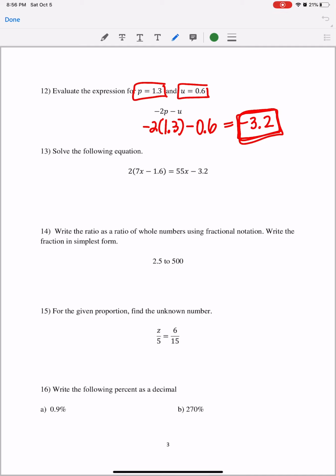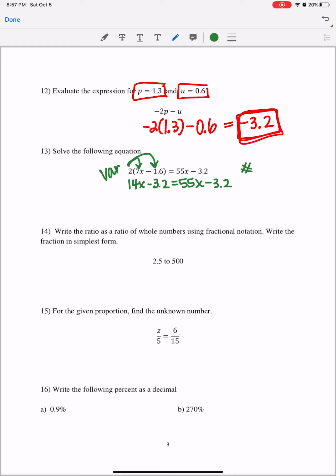13, solve the following equation. So, first thing we need to do, because I see parentheses, I need to distribute. So 2 times 7x gives me 14x. 2 times a -1.6 gives me -3.2. Bring everything else down, so it equals 55x minus 3.2. So here we want to get the variable on one side, your constant, your number on the other side.